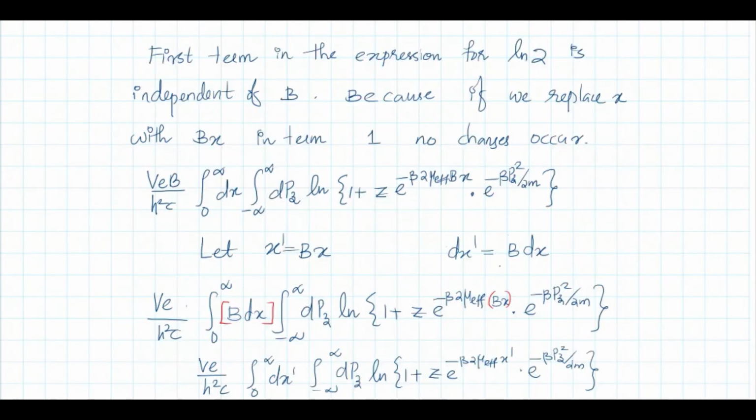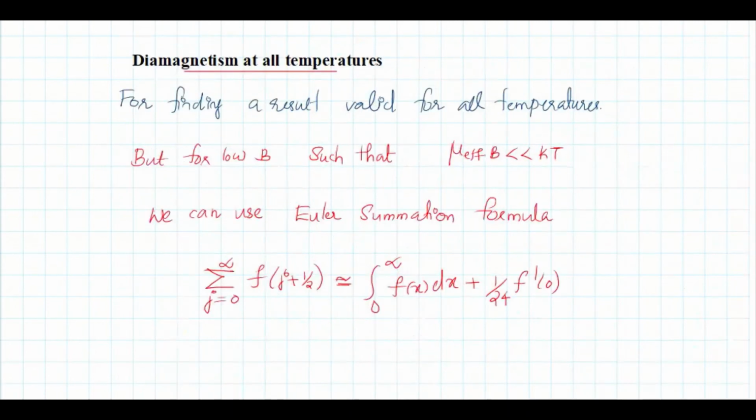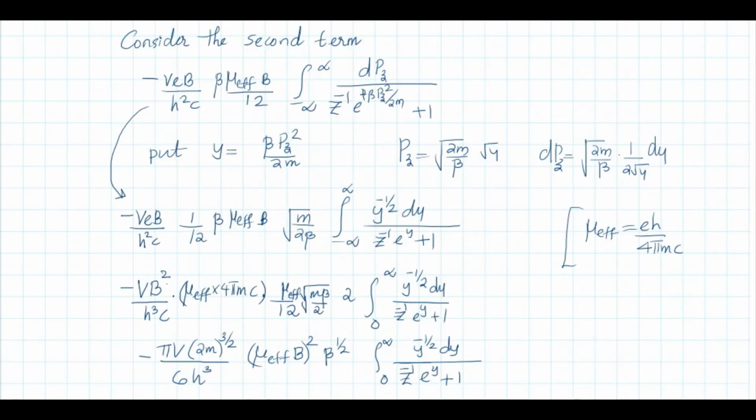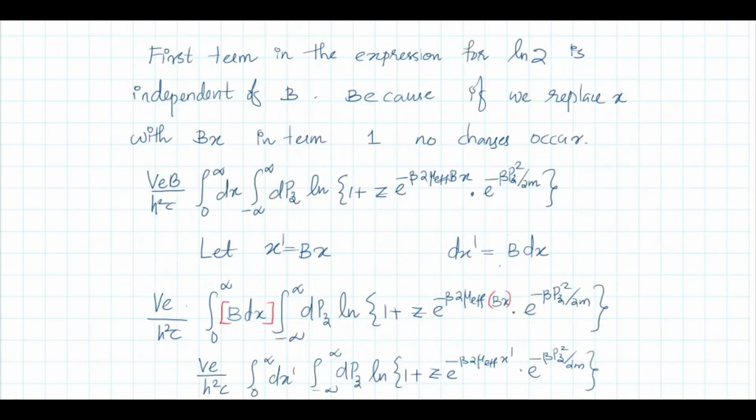Okay. Now this first term here is actually independent of b. There is no dependence on b. Actually there is a b here and here, but if you replace the variable x with bx, that integral remains invariant. So we can say that that integral is invariant under the transformation x to bx. If an integral is invariant under the transformation x to bx, that means that integral is independent of b.